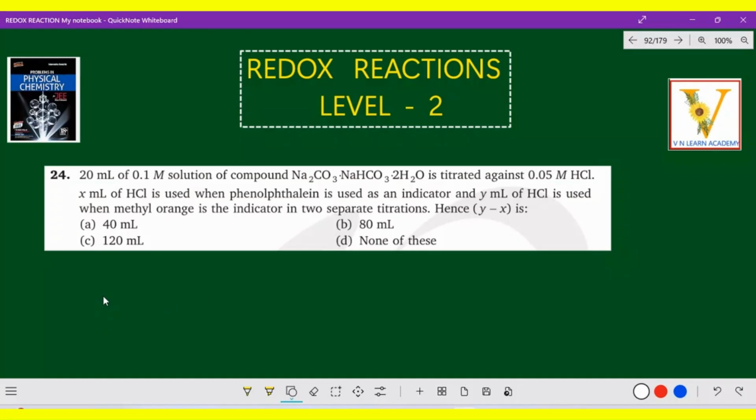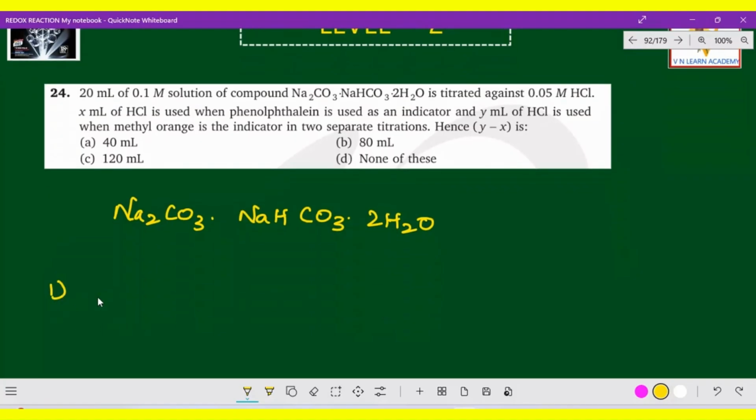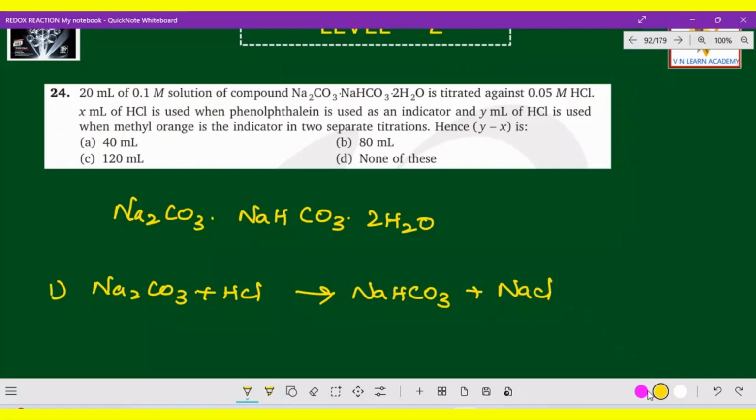First and foremost, this is Na2CO3·NaHCO3·2H2O. It is a double salt. In the first titration, Na2CO3 plus HCl, you will get NaHCO3 plus NaCl. So that means the reaction is not completely finished.